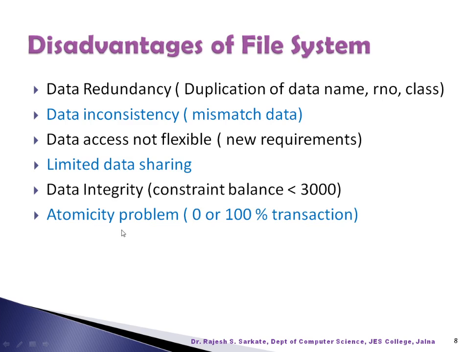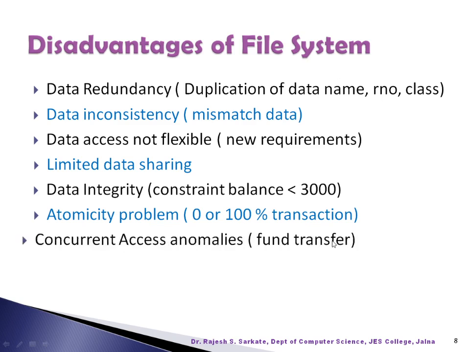So atomicity simply says that the transaction must be 0% or 100% successful. There should not be 50% or 60% successful. That means if you are performing some task, then the task should be performed completely. Partial transactions are not allowed. So this was again one of the issues in the file system.